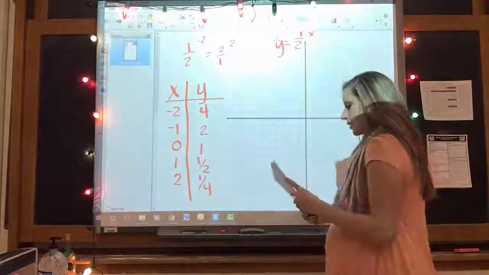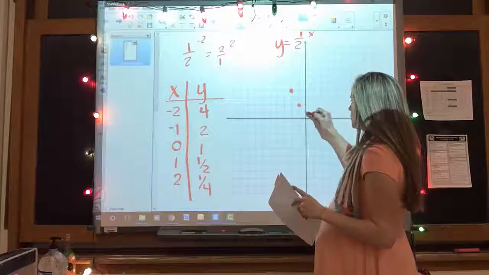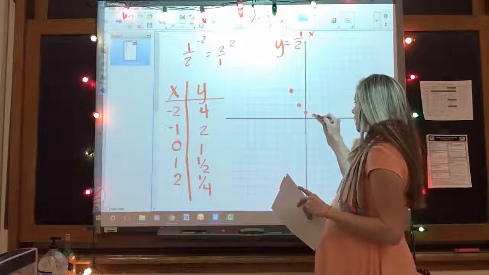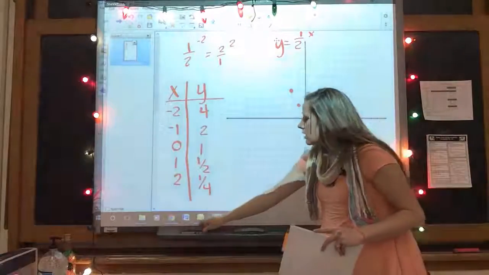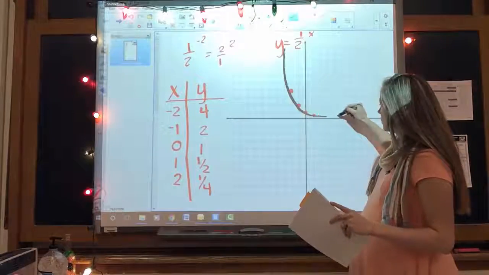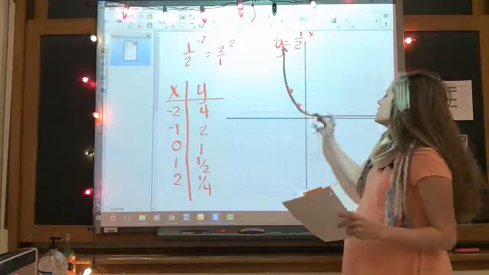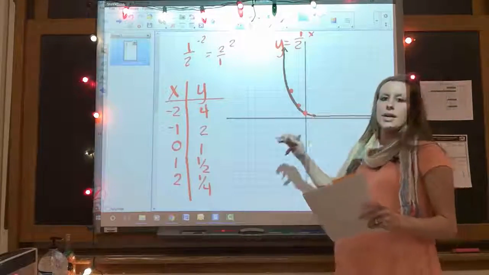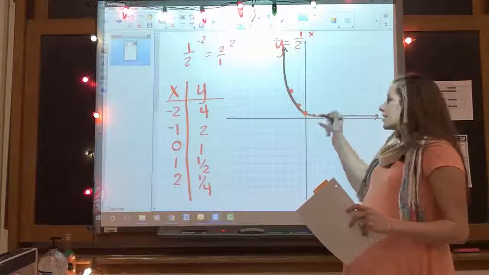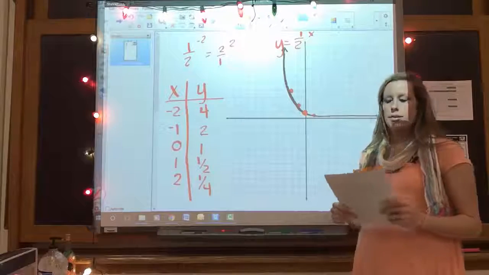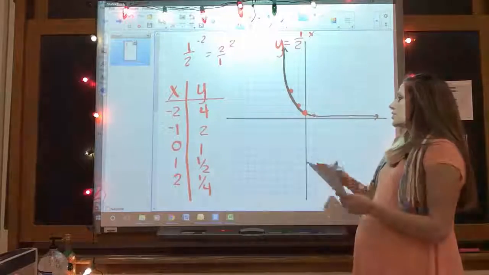And we're going to plot those points. -2, 4; -1, 2; 0, 1; 1, 1/2; and 2, 1/4 is going to be hard to plot. So go ahead and draw your curve. Okay, and you can see it still goes through the point 0, 1. Even though it's going a different way, like this time my y is decreasing, it still goes through the point 0, 1. Okay, and it'll do that until we try to move it up or down. It'll always go through the point 0, 1.